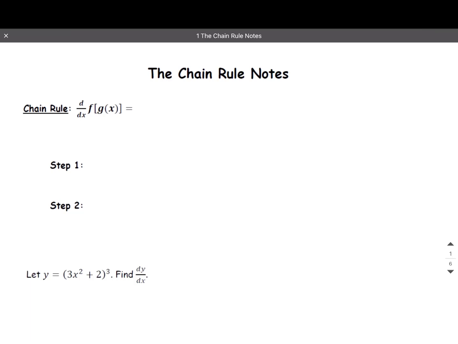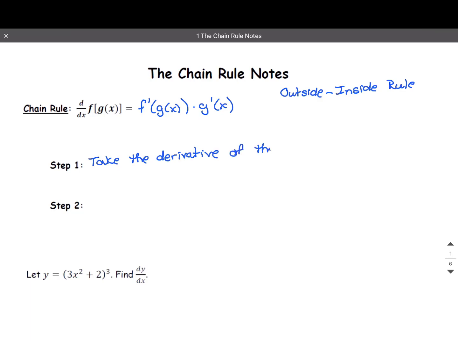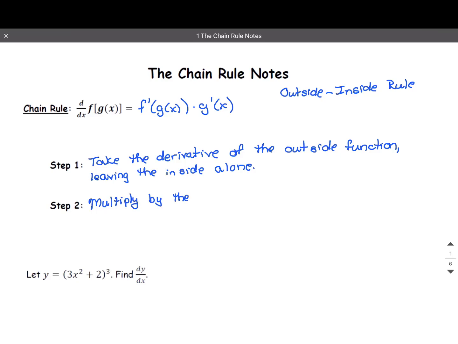I prefer the outside-inside rule because when you take the derivative with respect to x of the composition f of g of x, you take the derivative of the outside function, keep the inside function, and then multiply by the derivative of the inside. So you're taking the derivative of the outside times the derivative of the inside. So in words, we take the derivative of the outside function, leaving the inside alone. Then we multiply by the derivative of the inside function.